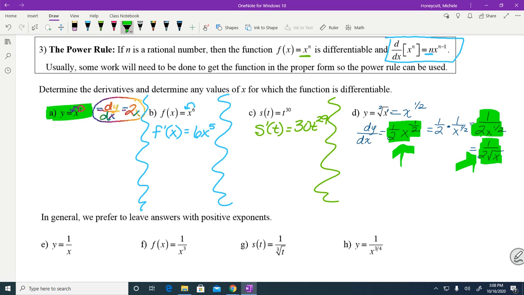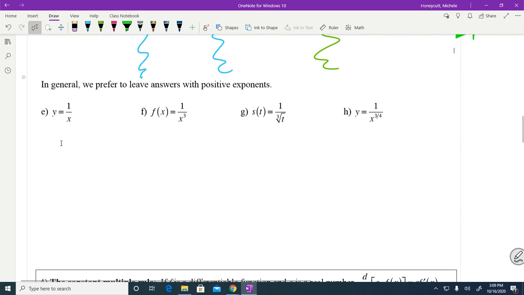It's one frustration that calculus kids have a lot, because if we're doing questions in the book, they say, my answer doesn't match what's in the back of the book. So you have to know, is your answer equivalent to the one that's given? If you ever have a question with that, you can always email me or let me know, and I'll work with you on that. In general, though, we prefer to leave our answer with positive exponents. So let's look at examples E, F, G, and H.